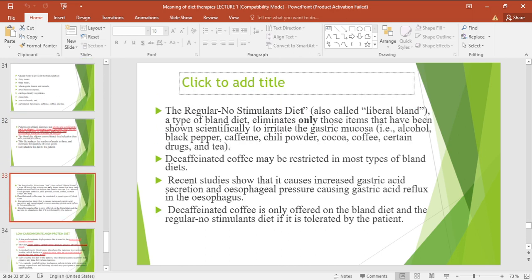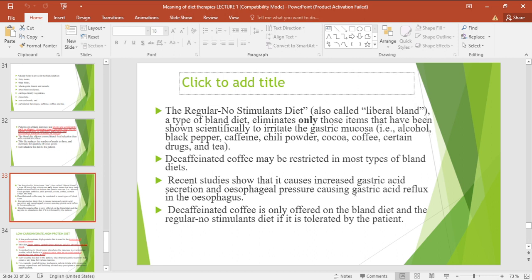The regular, no stimulants diet, also called the liberal bland. This is a type of bland diet. It eliminates only those items that have been shown scientifically to irritate the gastric mucosa. These I have already mentioned earlier: the alcohol, black pepper, caffeine, chili powder, cocoa, coffee, and certain drugs and tea. You have to make sure you minimize or eliminate these totally from the diet because they cause irritation of the gastric mucosa. And then decaffeinated coffees may be restricted in most diets, so in most types of bland diets.